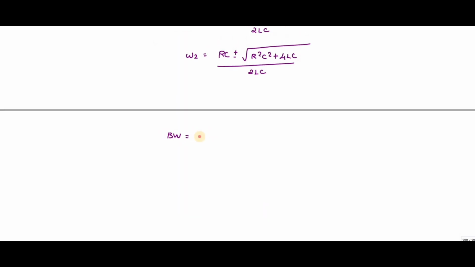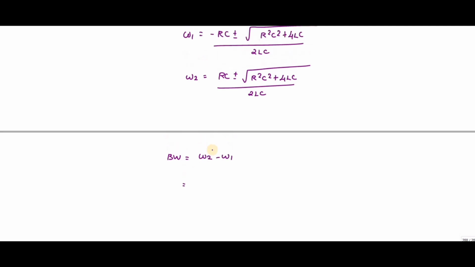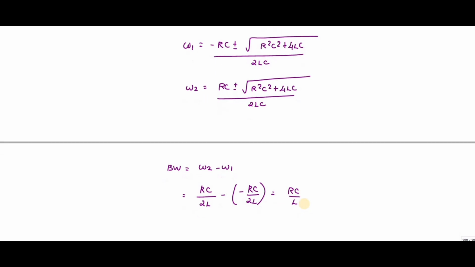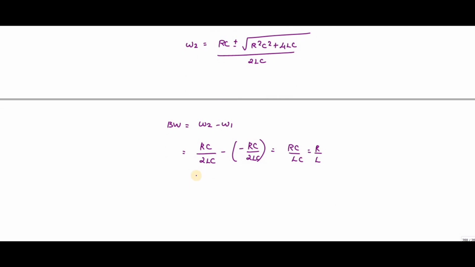So we know the bandwidth formula. Bandwidth is equal to omega 2 minus omega 1. So we will get RC by 2LC minus minus RC divided by 2LC, so this is equal to RC divided by L, that is, R by L. So this is your bandwidth. From this you can see this is similar to series resonance. So what is Q? Q is nothing but omega naught L divided by R, that is equal to 1 divided by omega naught CR.